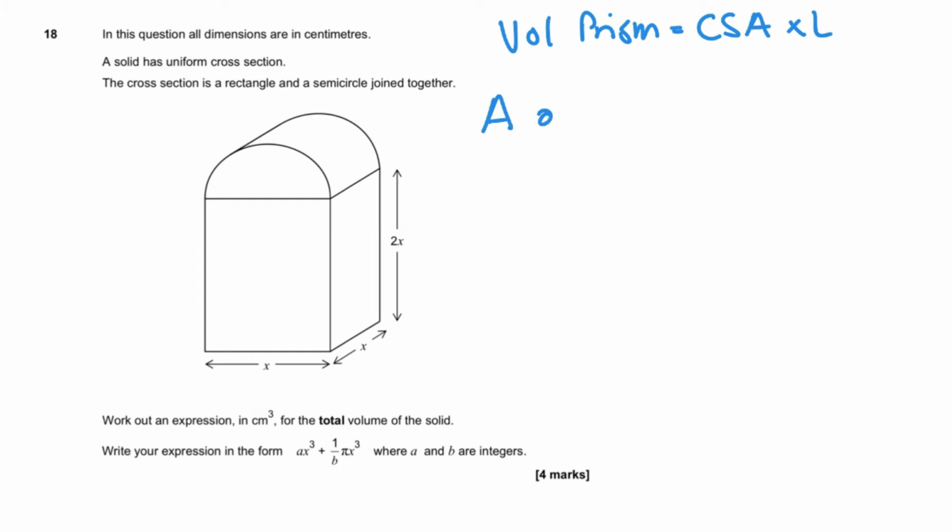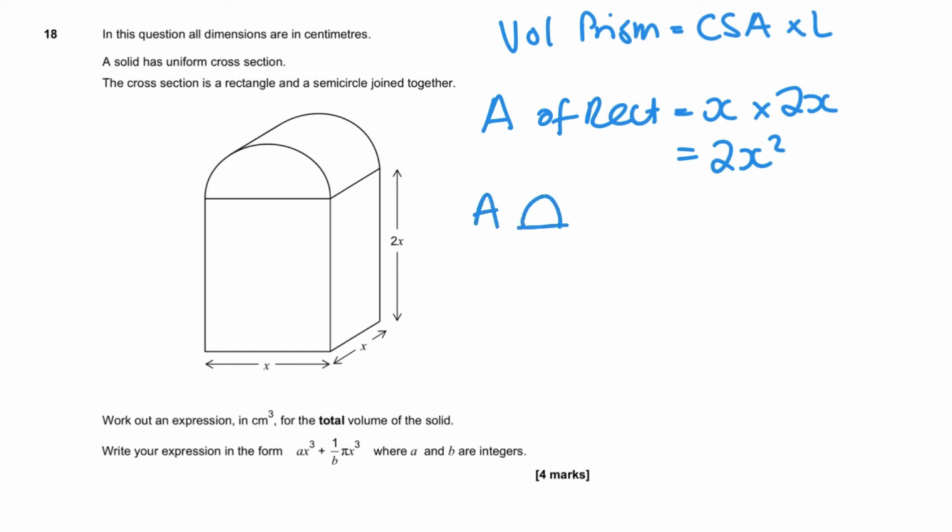So the area of the rectangle is equal to x times 2x. So that's going to be 2x squared. So the area of a circle is pi r squared. So the area of a semicircle is going to be half of that times pi r squared. So the radius is a half x because it's halfway along the length that's labelled x here.